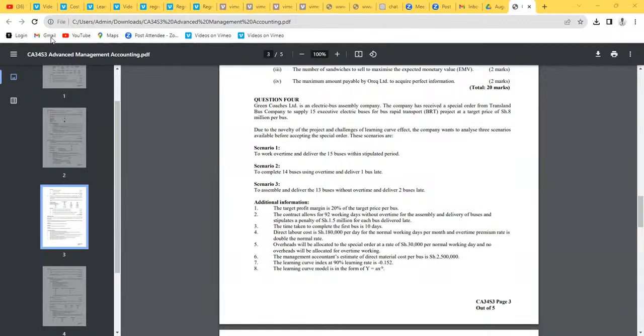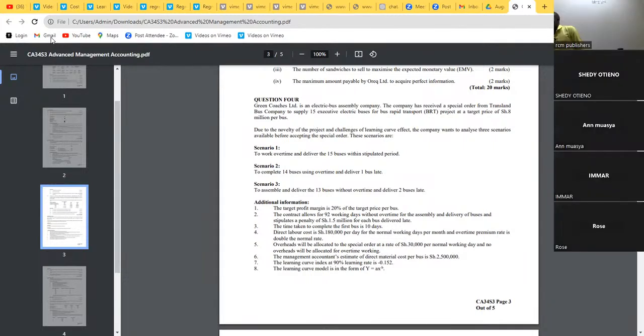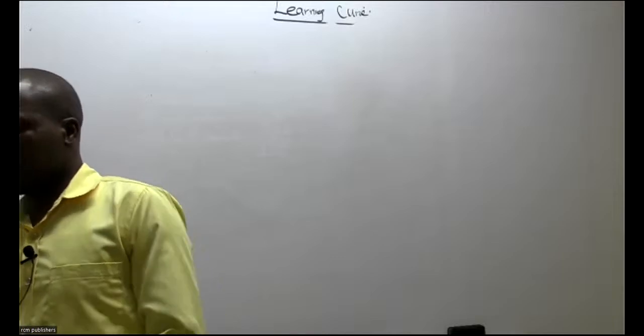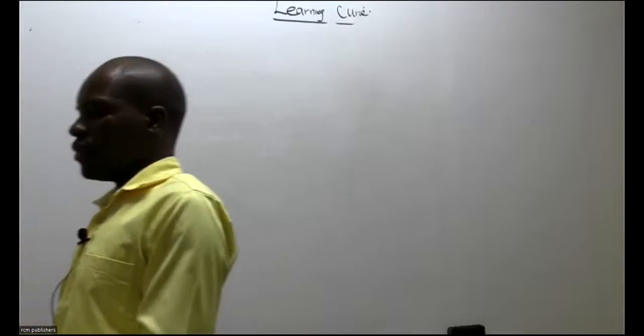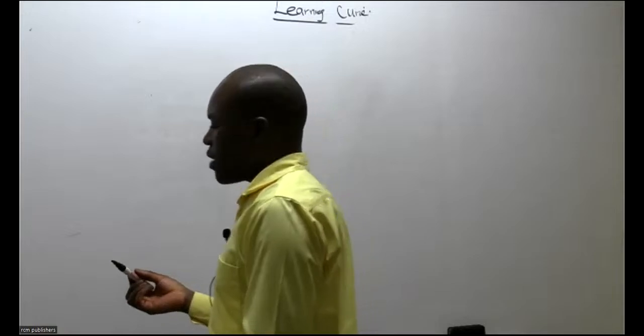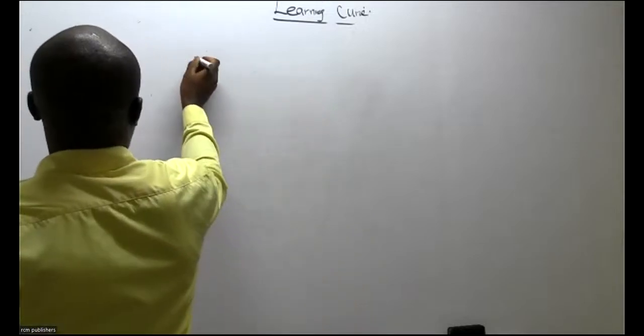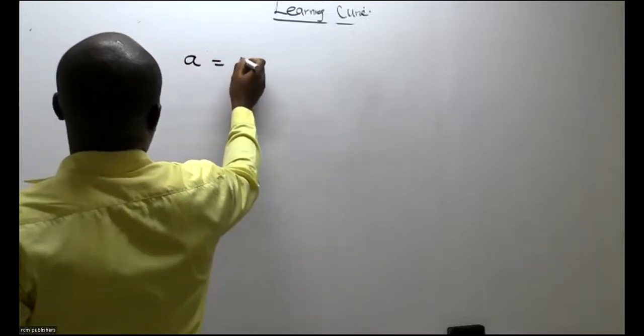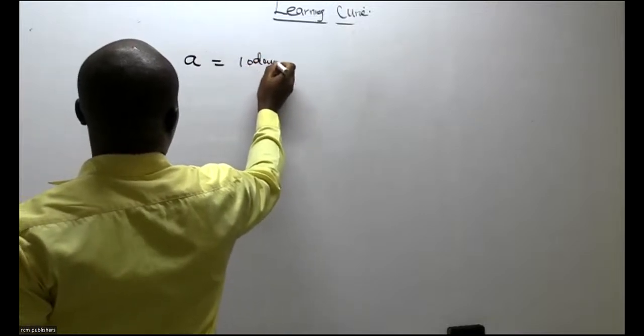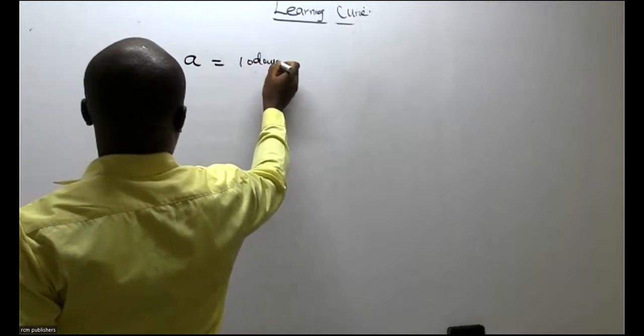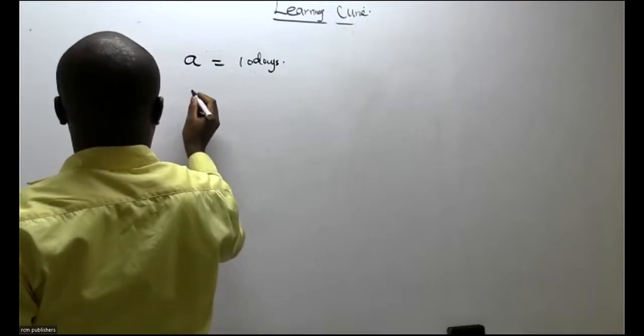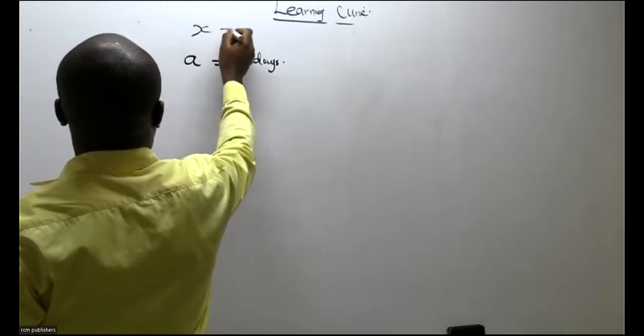Scenario number 1. We are being told that the number of days taken to produce 1 bus is equivalent to 10 days. These people are required to produce X, which is 15.